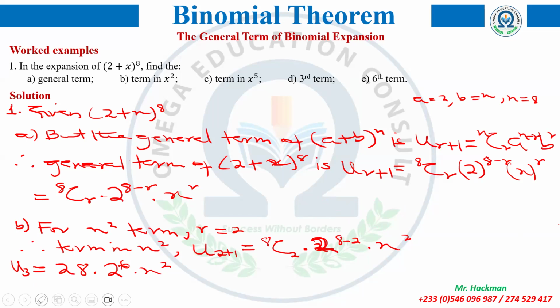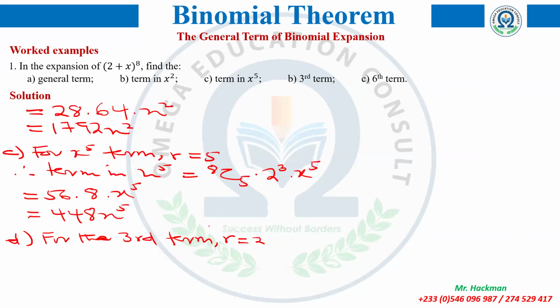So quickly, let's continue with our solution, our presentation. Now let's see what we have there. In this case, R must be equal to 2. So therefore, which term? The third term.